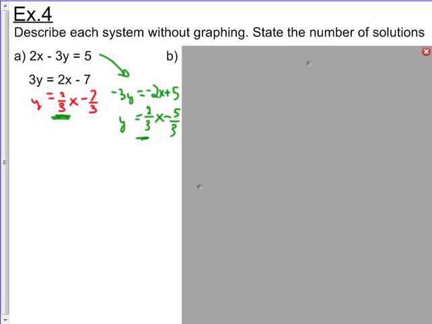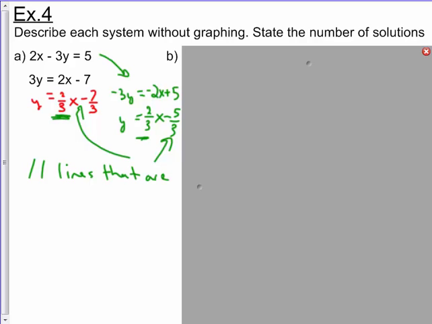If two lines have the same slope, we know that they are parallel. But the y-intercepts are different. What does that mean? It means they're not the same line. So we say they are parallel lines. What does that mean? How many solutions? That would be no solution.